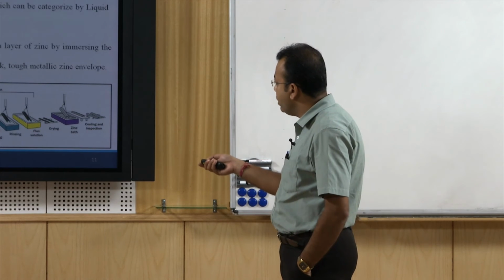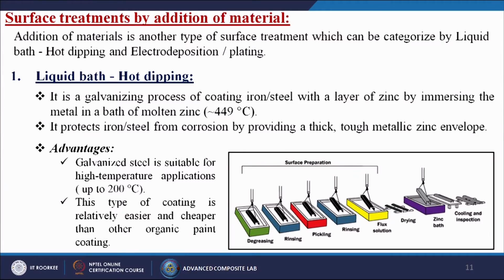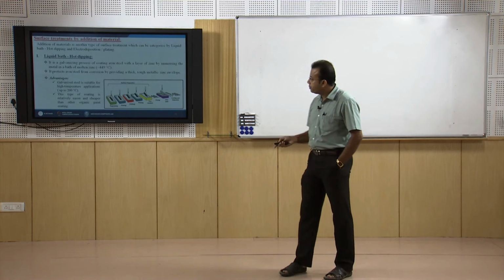Then we can dip this into the zinc solution, then do the drying, then again put it into the zinc solution. If you want to increase the coating thickness, we can dip our material several times in the zinc bath, or maybe a single time. After that you have to do the cooling operations and inspection to check whether the coating is uniform or not.